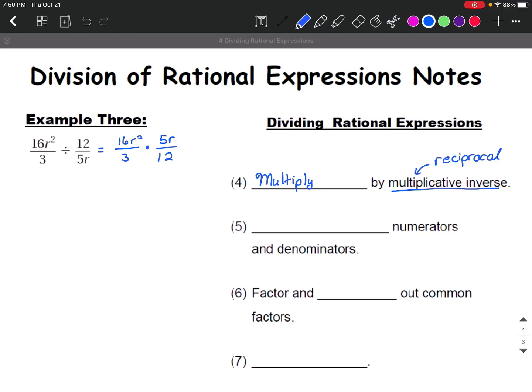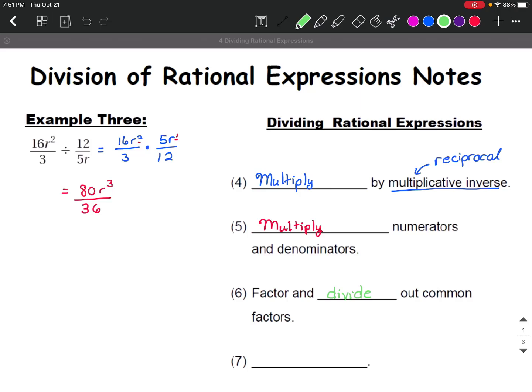Now, we're going to multiply the numerators and denominators because now it's just the same steps we had for multiplication. So 16 times 5 is 80. R squared times r, the 2 plus the 1 gives us an exponent of 3. And in the bottom, 3 times 12 is 36. Now we're going to factor and divide out the common factors.